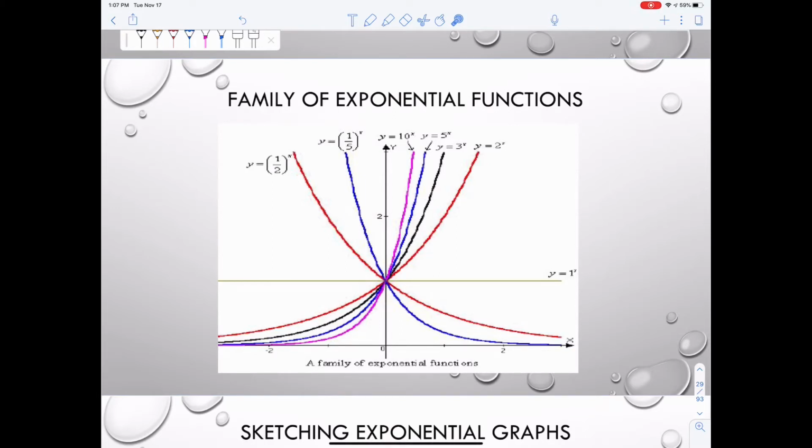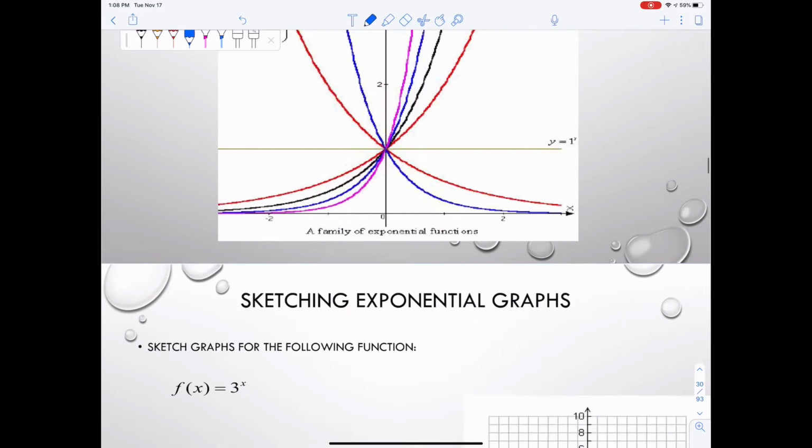Same behaviors happen when b is between 0 and 1. The closer it is to 1, the flatter it's going to be. The closer we get to a value of 0, think about it, here I had 10 to the x. If I had 1/10, I'm going to have a graph that's 1 over that b value of 10. So the closer I get to 0, the smaller that fraction is, the steeper the graph becomes in a decreasing fashion. Hopefully that all makes sense. I think it should be pretty intuitive.